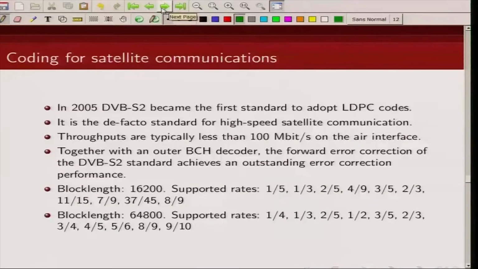and it can support a variety of block sizes. It can support a block size of 16,200, and these are the various code rates that are supported by this standard. Similarly, for a block size of 64,800, these are the various code rates that are supported in this standard.